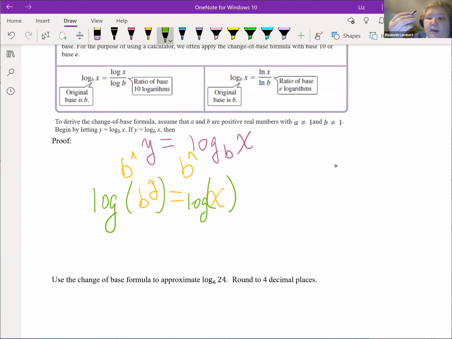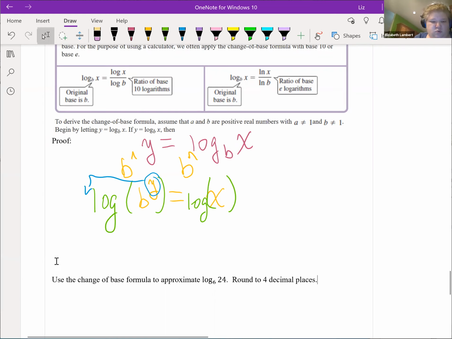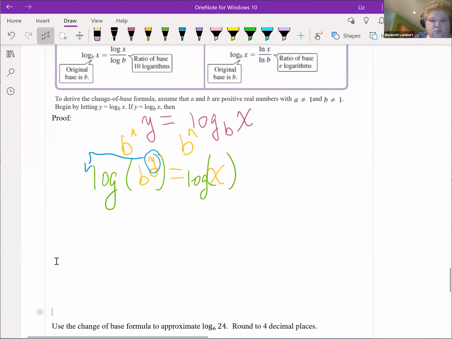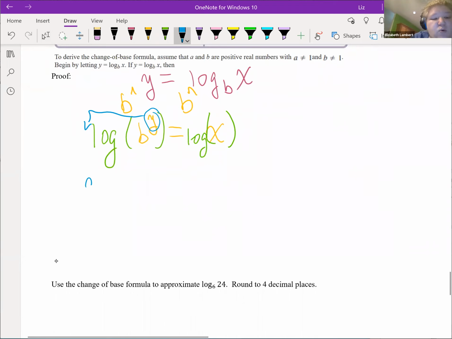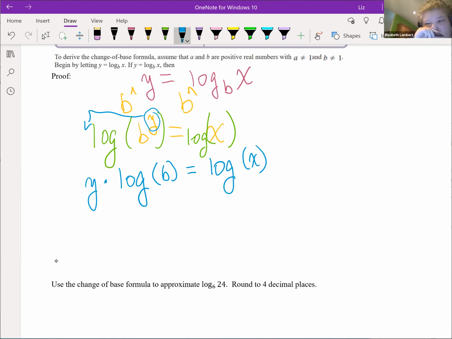All right, now I know my power rule. So this is now running out of room. All right, this is now y times log base 10 of b is equal to log base 10 of x. Now, log base 10 of b is a thing, kind of like the square root of b or b to the 10th power is a thing that's being multiplied to y. So then it is a thing I can divide both sides of the equation by.